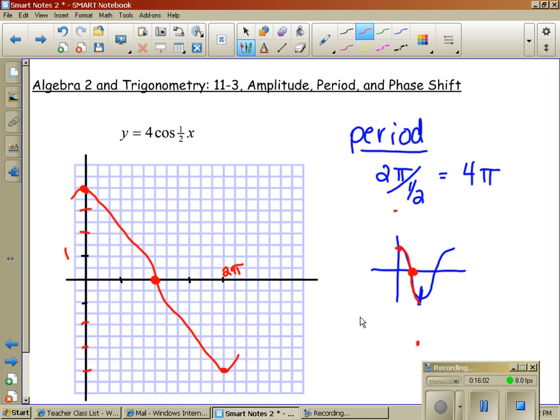Okay, so that is half of a cycle, right? I graphed half of a cycle. So I could continue on if I was required to do so. Make sure you draw it accurately, draw the lines, and complete one cycle. Okay, going all the way to 4 pi.